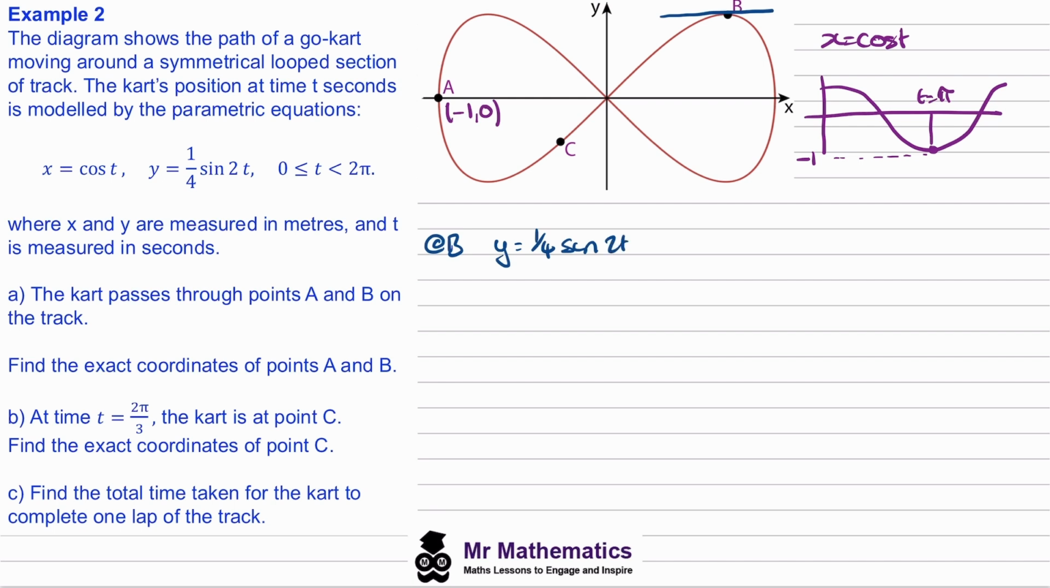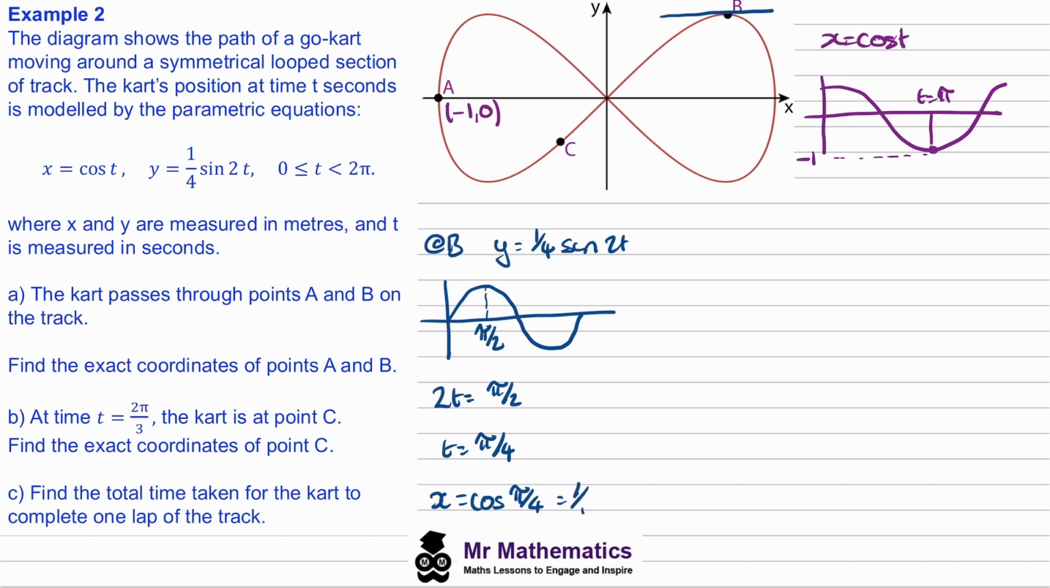If we sketch the sine graph, the maximum value of sine 2t will be at this point. This is when 2t must be pi over 2 radians. So t would be equal to pi over 4. So we can work out the x coordinates at this point. We'll substitute pi over 4 into the cos of t, and we get 1 over root 2. So our coordinate for B will have an x value of 1 over root 2 and a y value of positive 1/4.